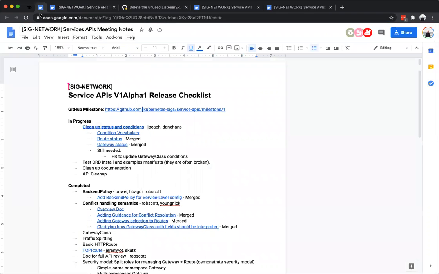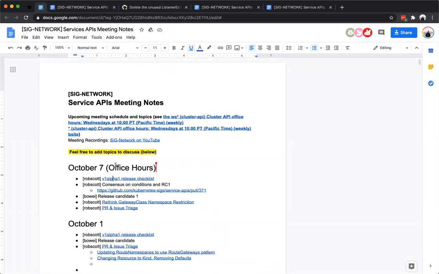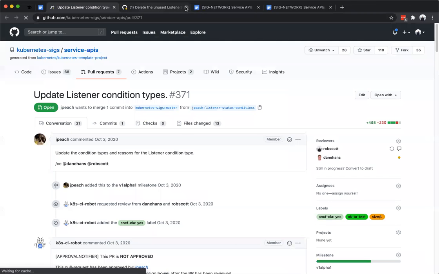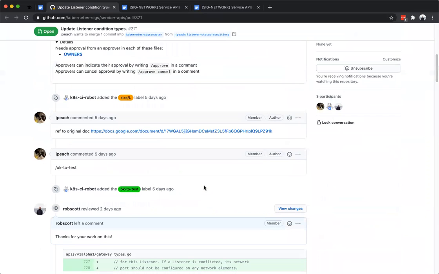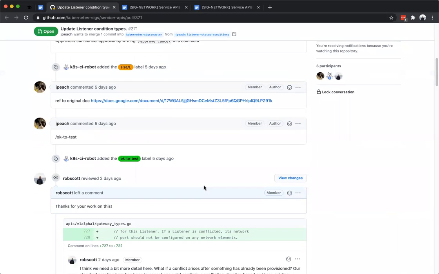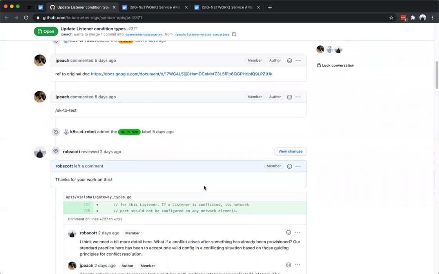All right. So that's V1 Alpha 1, but let's talk about the thing that I brought up earlier. James and I had a discussion around this PR. It's listener condition types, and it seems to at least somewhat contradict what we had originally proposed as guiding principles for conflict resolution. But I think this may be the correct approach. I wanted to get this in front of more eyes and make sure that everyone was on board with what's happening here. Maybe, James, do you want to provide a bit more background on this?